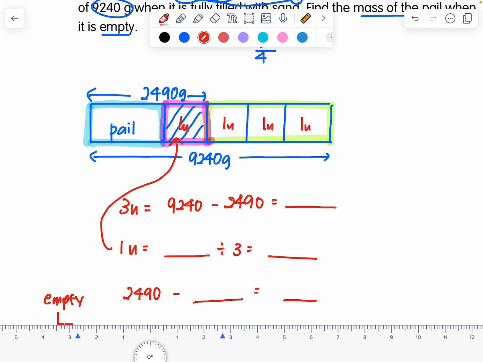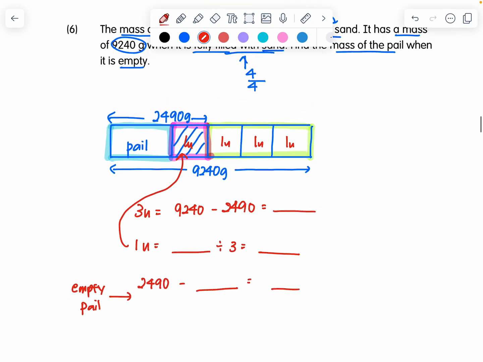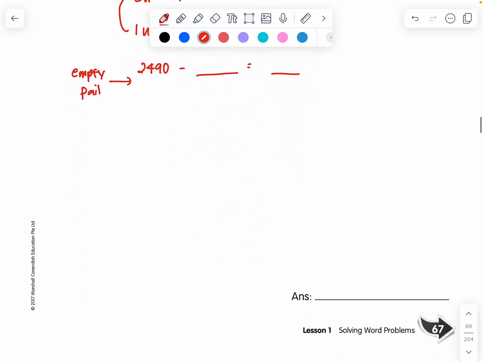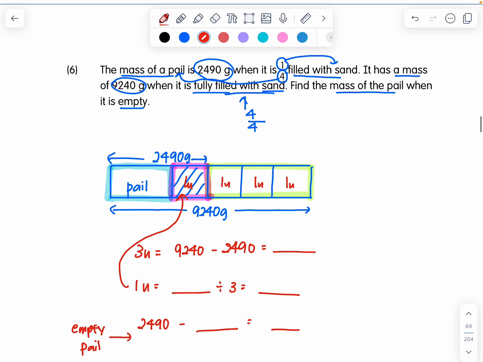Okay, so don't forget to check for your units in your answer. After you receive your answer, they ask for mass, and in this case, it's in grams. So when you're putting your answer in the blank, please remember to put in your grams. Okay, so that's it for question 6.